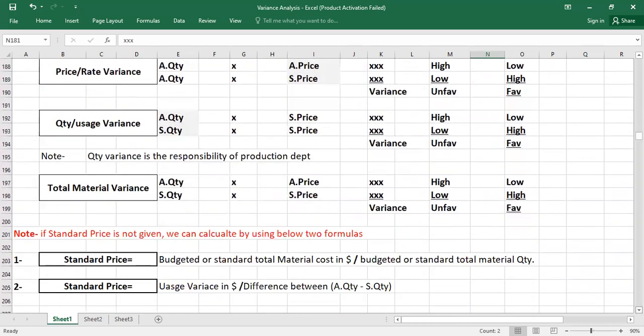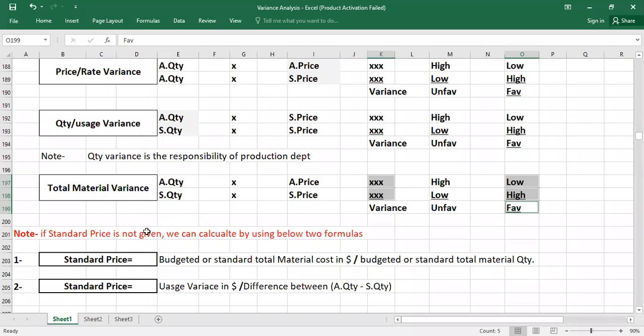So this is the formula written here. If you want to calculate the total material variance, we take actual quantity times actual price, we get one answer. Then we take standard quantity times standard price, we get another answer. The difference of these two lines will be the variance. If the answer of the first line is higher and the answer of the second line is lower, this is unfavorable. If the answer of the first line is lower and the answer of the second line is higher, this is going to be favorable variance.